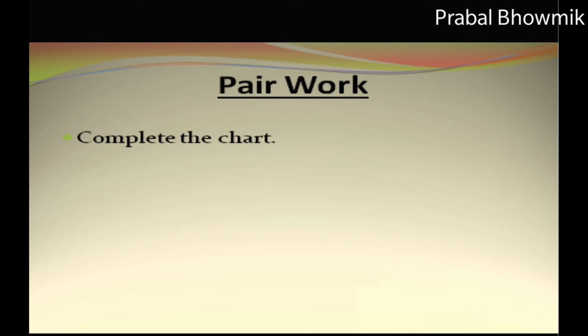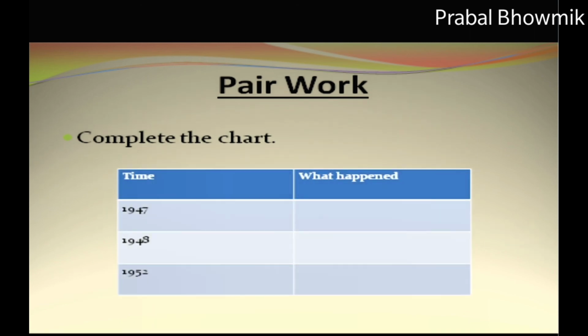Now pair work. There is a chart for you. There are two columns. The first column is about time and in the second column you have to put what happened at that time. The times are 1947, 1948 and 1952. I like to ask you to complete the chart in pair within 2 minutes.